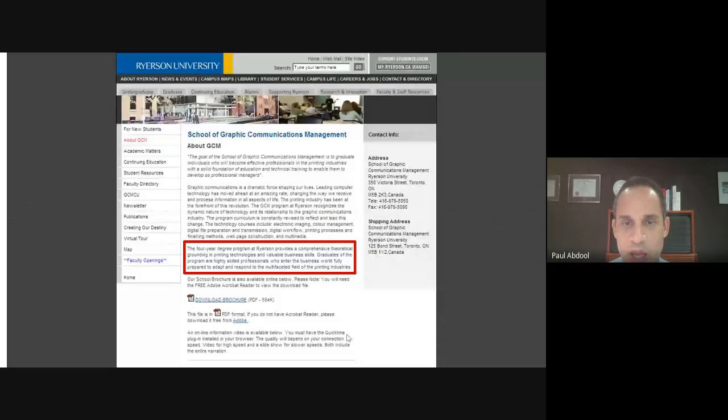But what's not here, and it's not on Ryerson's either, this is an excerpt from their graphic communications management page. They're doing very similar things. They're trying to teach multifaceted components of the print industry and preparing their students for the world. But there's something missing, something that XPLOR can provide.